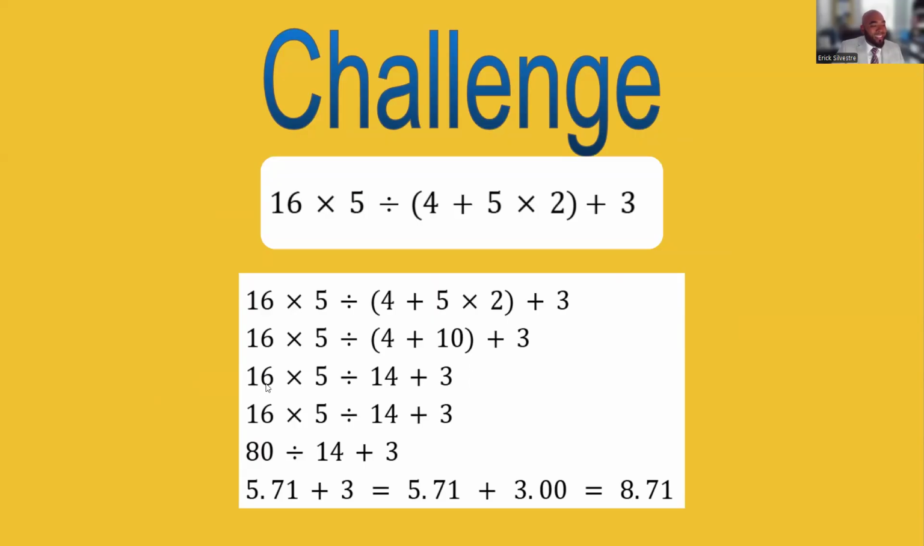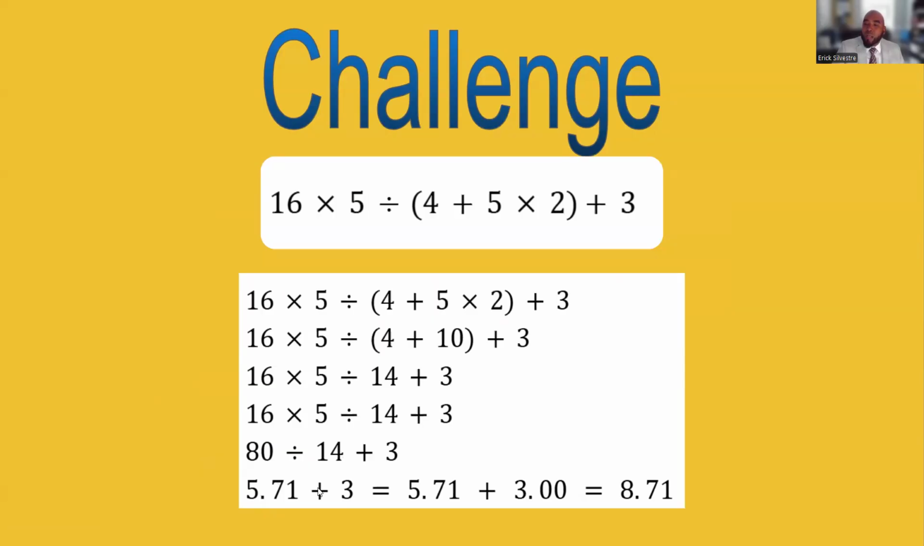Now over here, you see that you have 16 times 5 divided by 14 plus 3. Now remember, multiplication and division are interchangeable, so I'm going to move from left to right. All right, we know that 16 times 5 is 80. 80 divided by 14 plus 3. Now, we know that we do not get a whole number when you divide 80 by 14. Usually when I'm doing long division, we are going to be rounding to the nearest hundredth. Therefore, when I divide 80 by 14, I end up with 5.71. All right, or 5 and 71 hundredths.